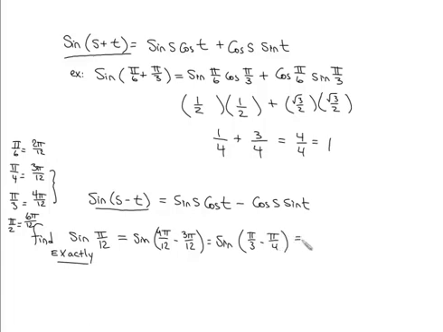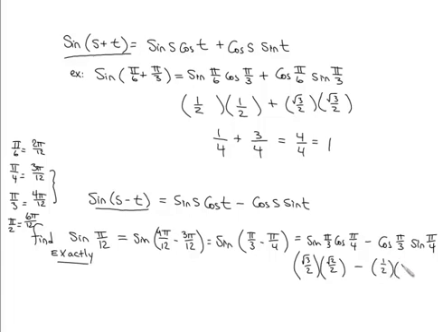So this now expands into sine of the first angle, cosine of the second angle, minus cosine of the first, sine of the second. We know that sine of pi over 3 is rad 3 over 2. We know cosine pi over 4 is rad 2 over 2. Minus 1/2 for cosine pi over 3, rad 2 over 2 for sine pi over 4.